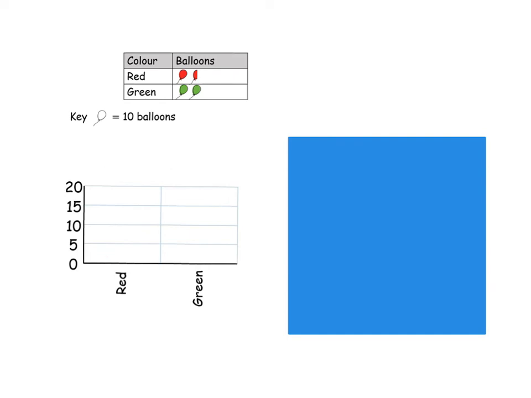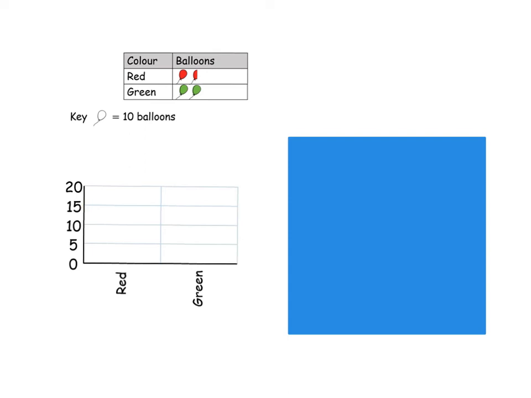Have a look back at the pictogram now. We can see that we have one full red balloon and one half balloon. We know from the key that each balloon is equal to 10 balloons. So one full balloon and one half balloon is the same as saying 10 plus 5, which makes 15. So on our block diagram, we would colour in up to here, up to the number 15.